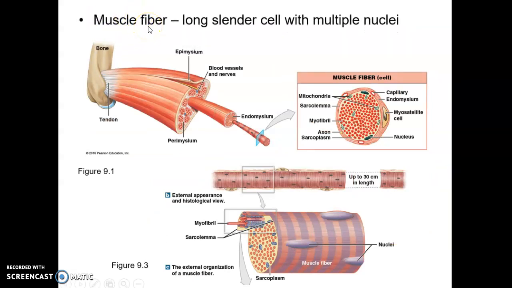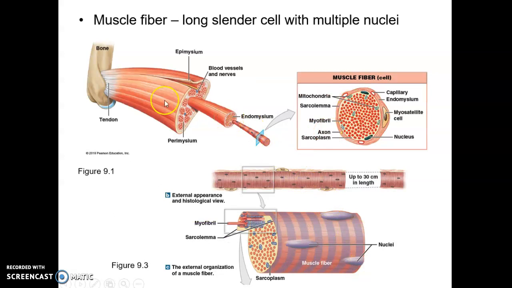So the muscle fibers are formed from individual embryonic cells that fuse together. So they are multinucleate. As we see here, these little spots in purple, those are nuclei. So most cells in your body have one nucleus. Muscle fibers are unique in skeletal muscle where they're multinucleate.